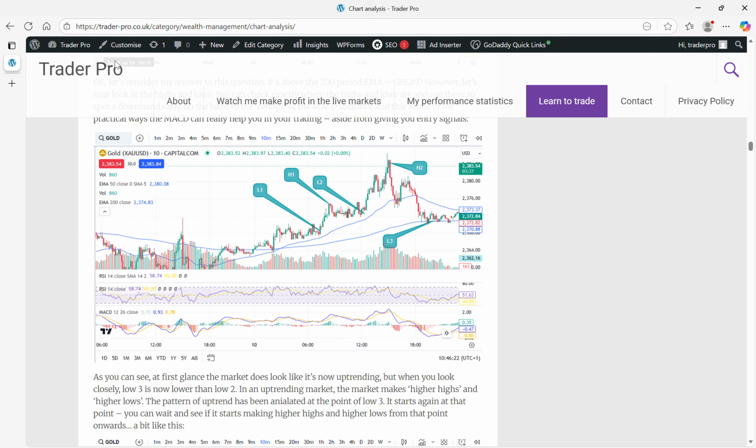Hi guys, just wanted to take you through an article I wrote a little while ago about how you can use the MACD indicator to help you identify the highs and lows of a trend, and this can help you spot when the markets have stopped uptrending and they're about to start descending.